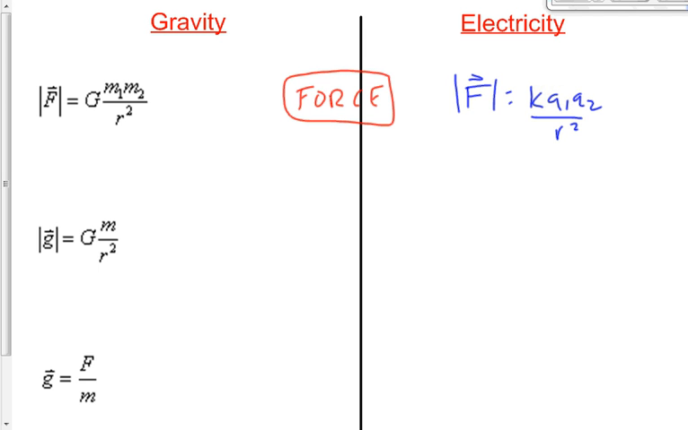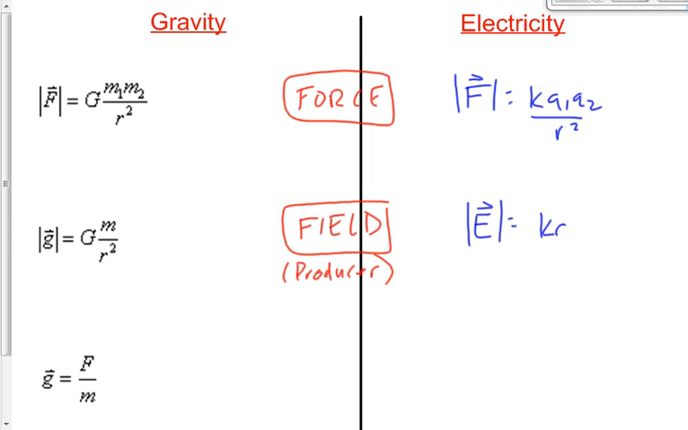The second equation that you see here for gravity is for the gravitational field strength. It's the field strength caused by something, or the field strength surrounding a producer. Anybody want to take a stab at what the electric field equivalent would be to that? Yep. Good. Easy to go to kQ over r squared. We're going to use that to find the electric field if we have information about the producer, what caused the field.